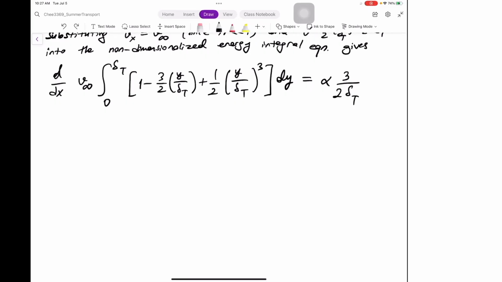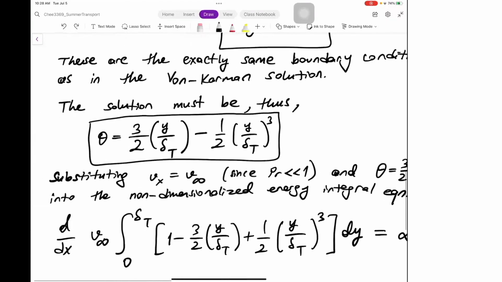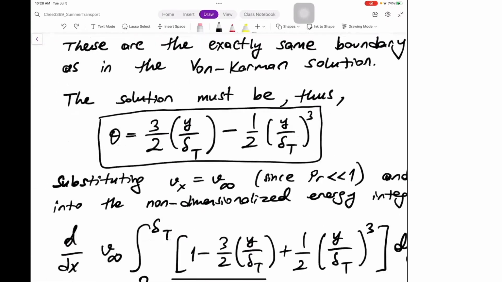I have a question, Professor. Sure, what is it? Can you show one more time how you went from the constants A0, A1 to getting 3 over 2 and 1 over 2? Oh, so how did we get these 3 over 2 and 1 over 2? Yes. Oh, okay.